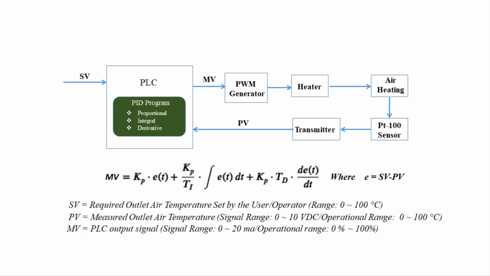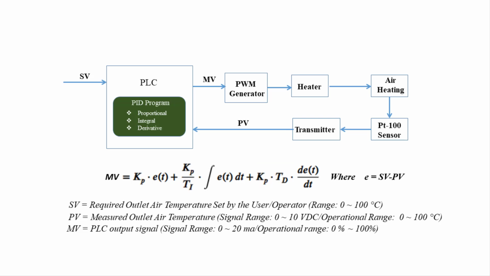Considering the difference between SV and PV as error, the manipulated value, or PLC output, can be found from the following algorithm shown in the video. If we look at the PID algorithm, we will find that there are three parameters: proportional constant, Kp, integral constant, Ki, and the derivative constant, Kd.